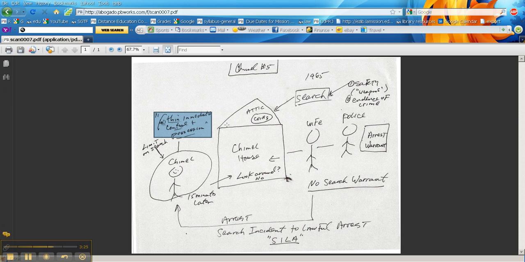And therefore they found that the search was excessive, and therefore it violated the Fourth Amendment rights to a reasonable search, and therefore the judgment against Chimel, though he was found guilty, was set aside, and he was then retried. And that's it on the Chimel case.